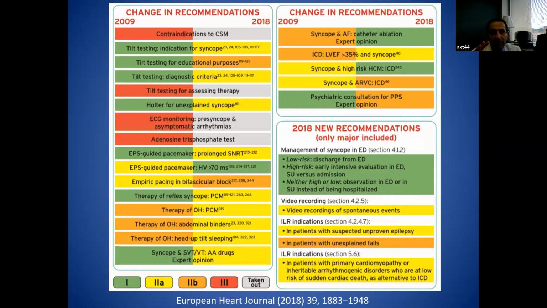This is a slide from the most recent 2018 guidelines, the European Heart Journal. And I just want to point out some things that have shifted from Class 1 to 2A or vice versa. It's a busy slide, so you may want to review this on your own.